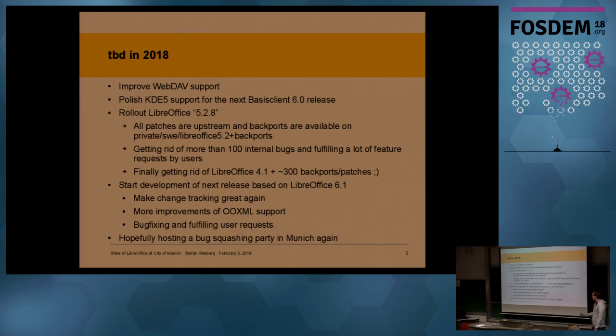And we also are going to start development for the next release, which is based on LibreOffice 6.1. We want to make change tracking great again, so that it doesn't crash. But we are going to pay for it ourselves. So, more improvements of OOXML support, and also bug fixing and some user requests. And hopefully we can host a bug squashing party in Munich. Last year we didn't have a chance, but maybe next year. Oh, this year. Okay, that's all. Thanks.